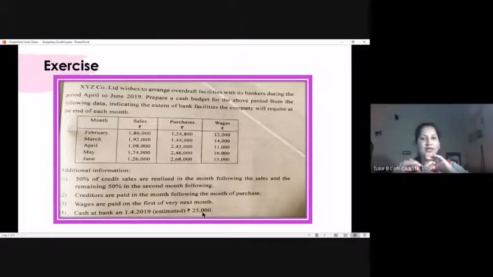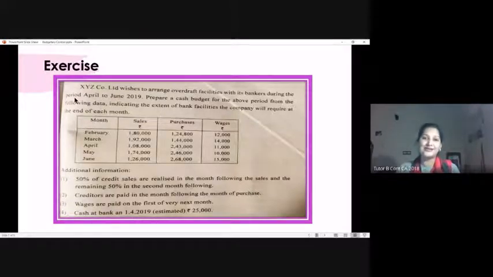These are the aspects we need to take care of when we are going to prepare our cash budget. I'm going to repeat the additional information once more, because some of you might have some doubt regarding how it happened when we show the answer. In this particular question, we are given details regarding our credit sales, credit purchases, wages, and also the opening balance. We are asked to prepare a cash budget for three months starting from April: April, May, June.